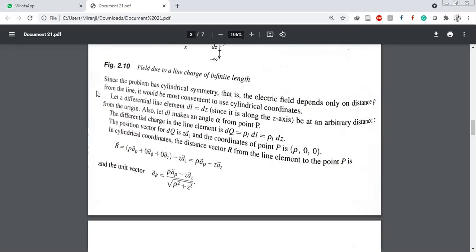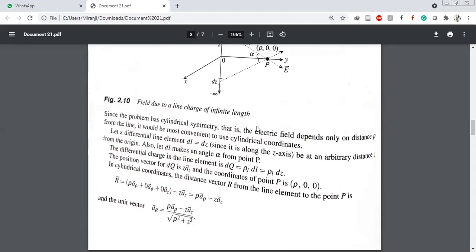In cylindrical coordinates, the distance vector r from that line element to the point P is r = rho a_rho + 0 a_phi + z a_z. In the phi and z directions there are no components, which is why they consider only rho a_rho.